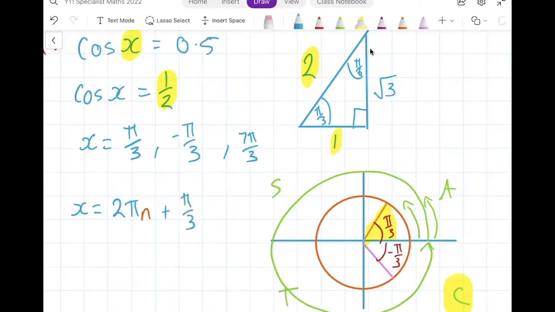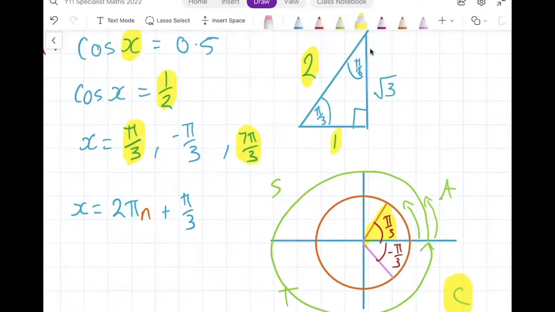Now, if I expand on this idea, if n is 0, I have 0 rotations around my circle. I just add pi on 3, and I get this solution here. If I go around my circle once, I go all the way around, that's going to be 2 pi plus pi on 3, and I get my second solution, my third solution, I guess, in my list here. And if you keep thinking this through, this is going to work for every single solution for cos that's going to be in quadrant 1. However, we also have a solution in quadrant 4.